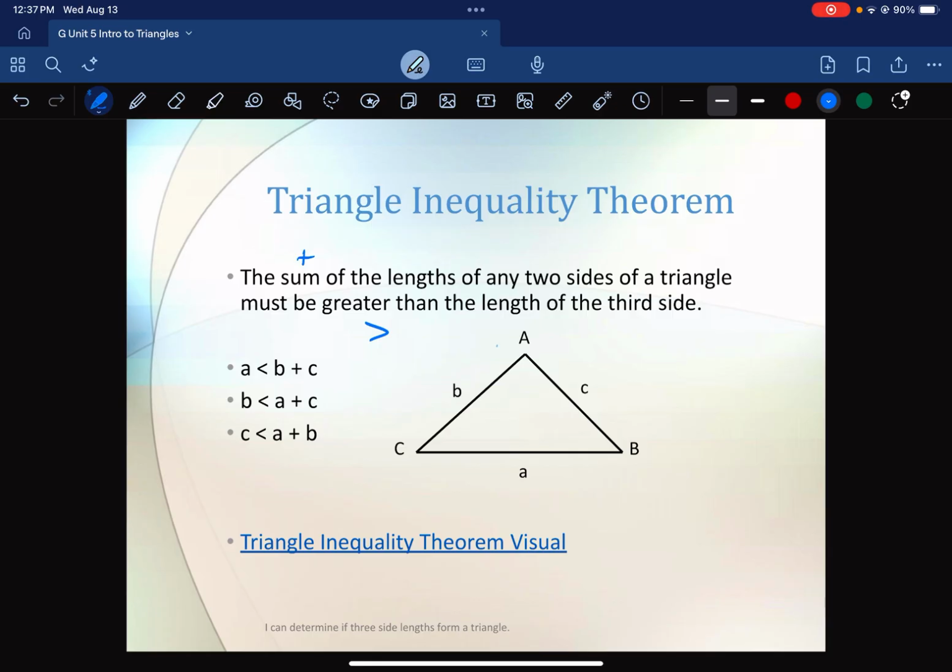Well, here's a triangle, and I've called it triangle ABC. And I'll draw your attention back to this notation that across from angle A we have side A, across from angle B is side B, and across from angle C is side C. If you add any two of those sides together, like if you add B and C together, it has to be bigger than A. And if you add A and C together, they have to make more than B. And if you add A and B together, they've got to be more than C.